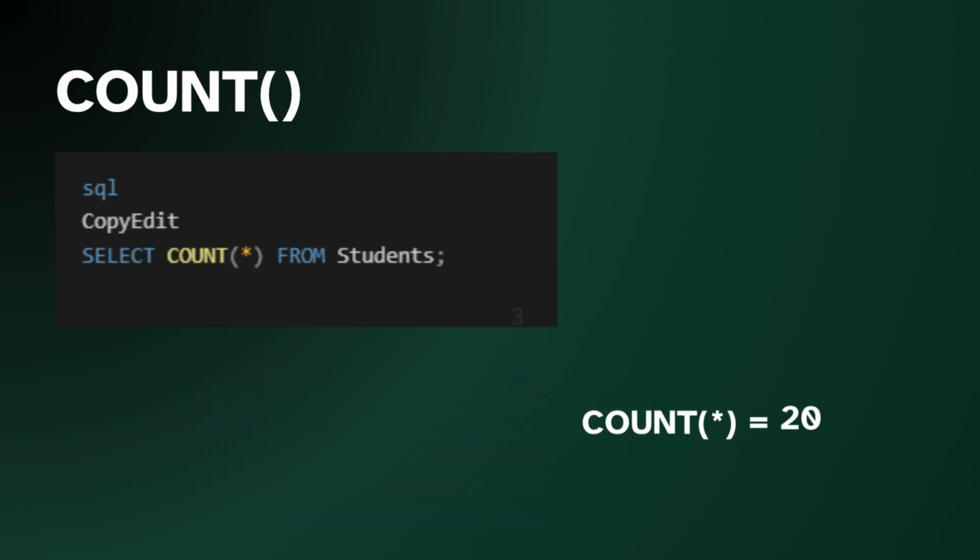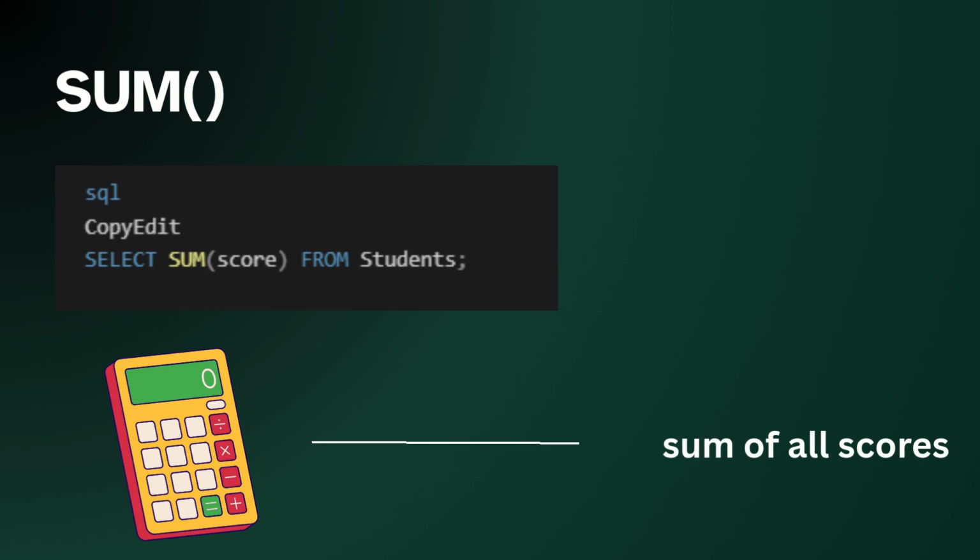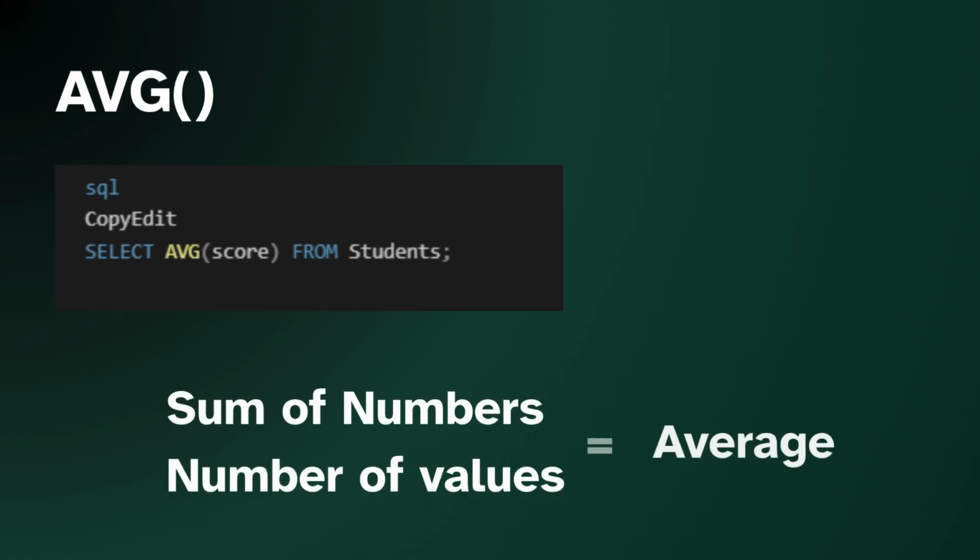Sum parentheses adds up values in a column. Great for total marks, total sales, or total anything. Average parentheses gives you the average, perfect for finding class average or average spend.